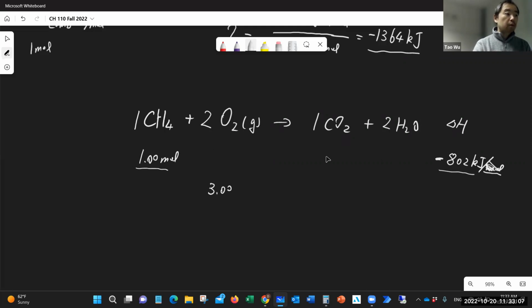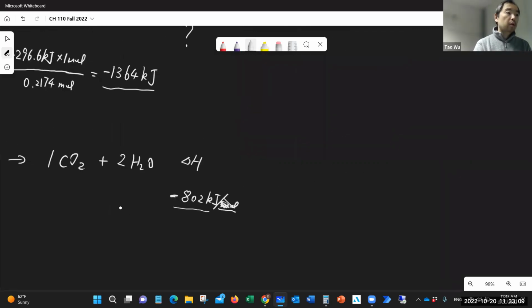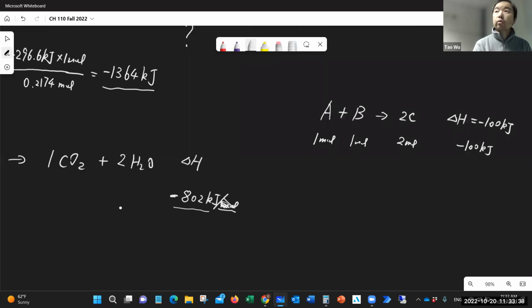Remember last time we talked about the reaction A plus B to form 2C, and we have the enthalpy of reaction. If this is negative 100 kilojoules, what does that mean? That means 1 mole of A reacts with 1 mole of B to form 2 moles of C, and the heat is 100 kilojoules.